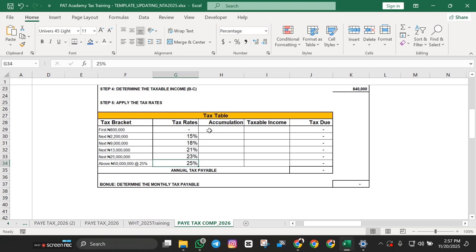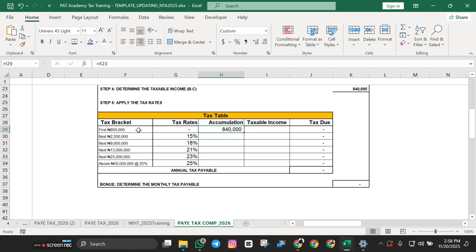So what we are going to be doing is that we are going to be having these columns: accumulation, taxable income, and tax due. But here is where we do the major work. So how do we do it? You just say this. We bring in the taxable income, which is 840,000. This is the taxable income. This is what should be taxed.